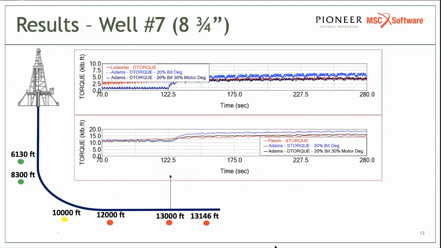And when we come to 13,000 feet, in the previous example, we had 20% of motor degradation, and in this case, we have to introduce 30% of motor degradation to make this data match.